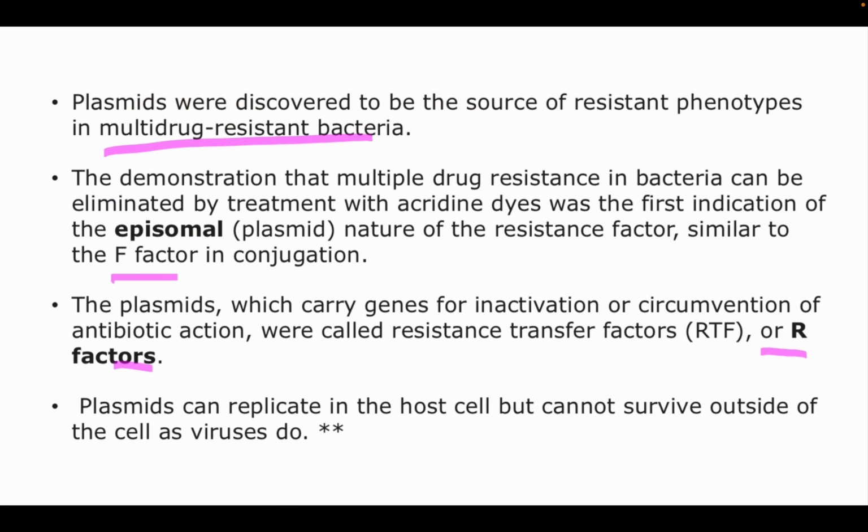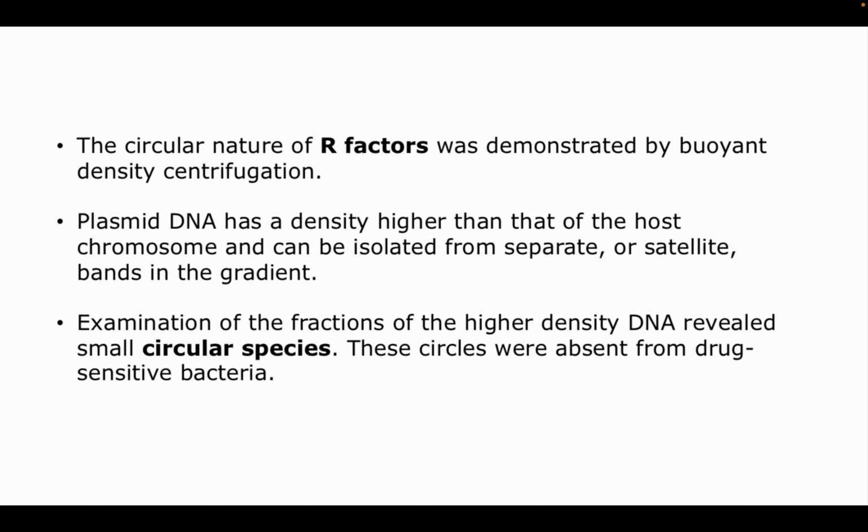Okay, next one. The circular nature of R factors was demonstrated by buoyant density centrifugation, and plasmid DNA has a density higher than that of the host chromosome and can be isolated from separate or satellite bands in the gradient, and also in electrophoresis. Examination of the fractions of the higher density DNA revealed small circular species. The circles were absent from drug-sensitive bacteria.